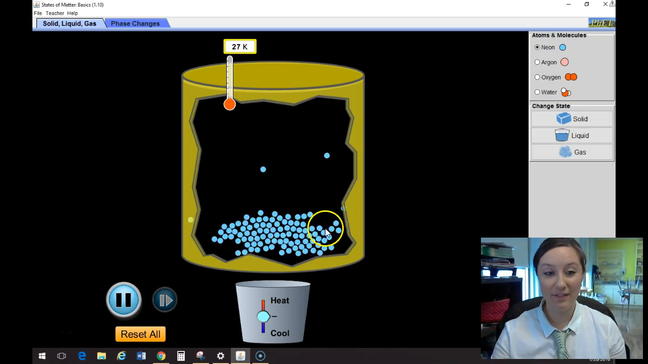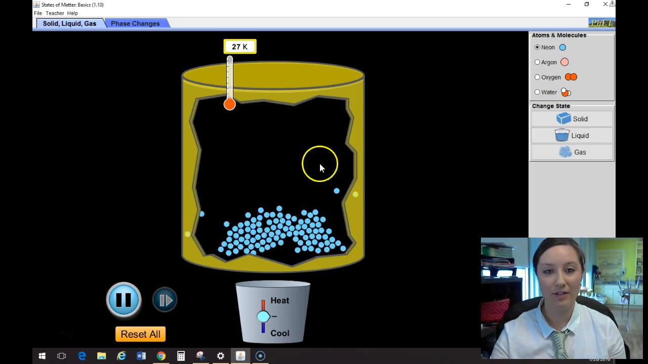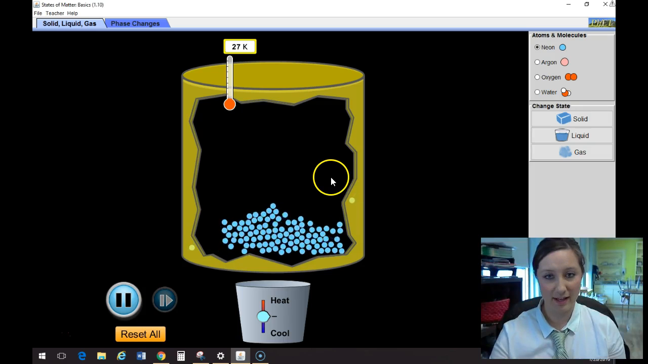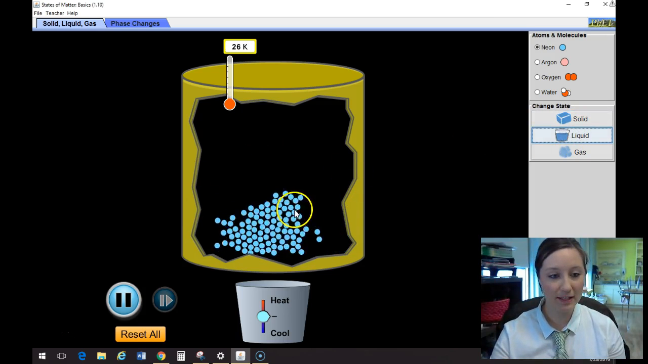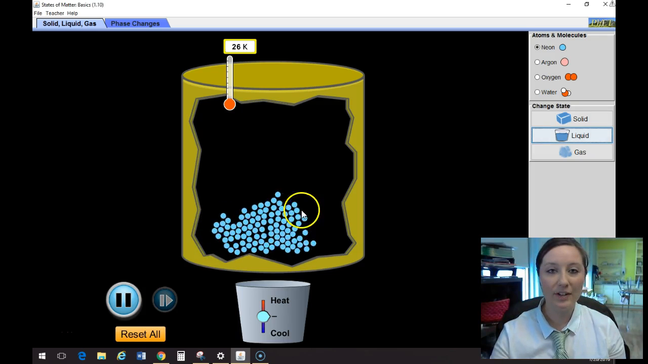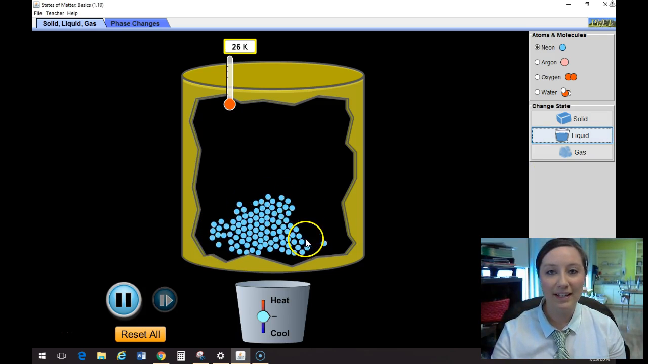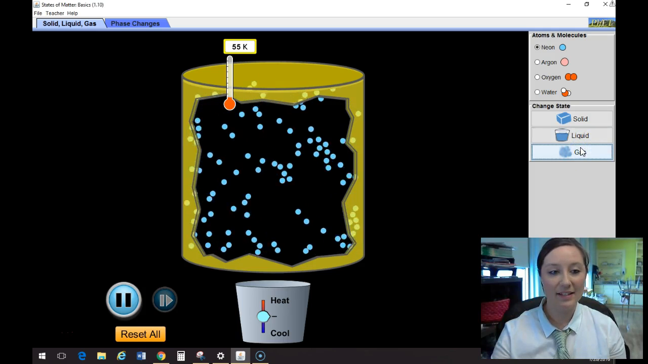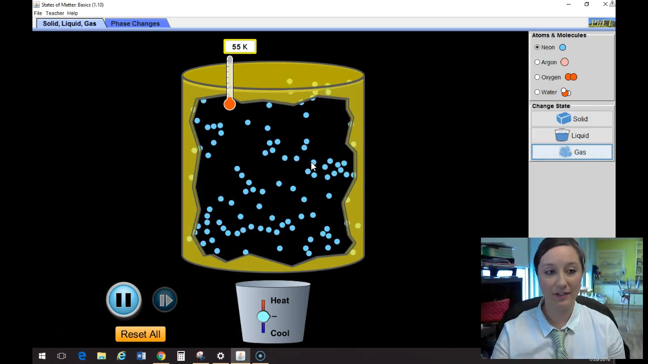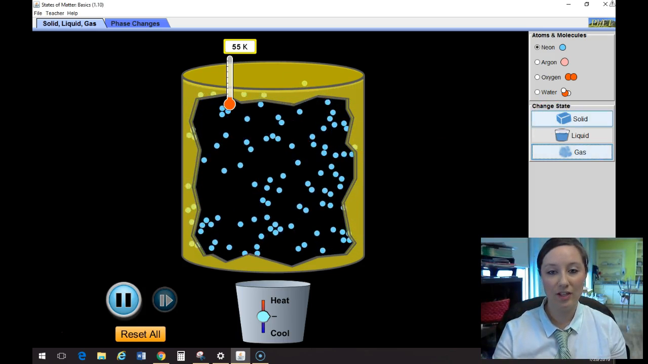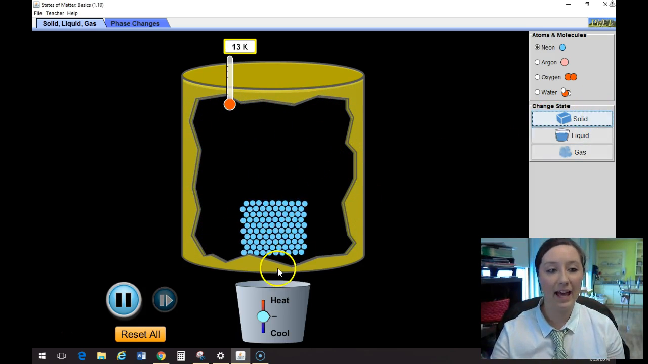Right now, the majority of it is a liquid with a few particles that have changed into a gas. If we look over here and click on liquid, we can see how they're moving around a little bit more. They have more kinetic energy. And then a gas, they're moving around really fast, they're really spread out, so they have a lot of kinetic energy. And how we can change this from solid, liquid to gas is adding kinetic energy.